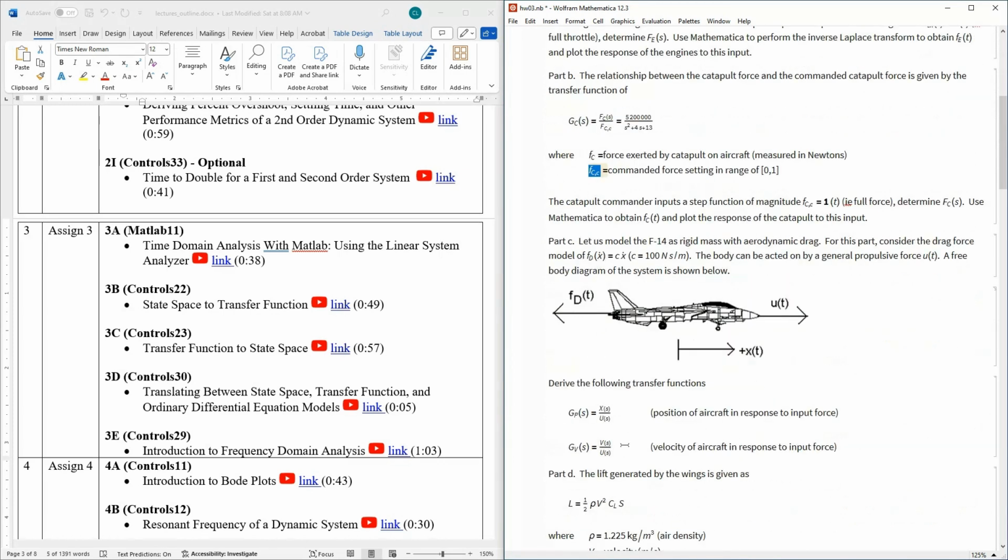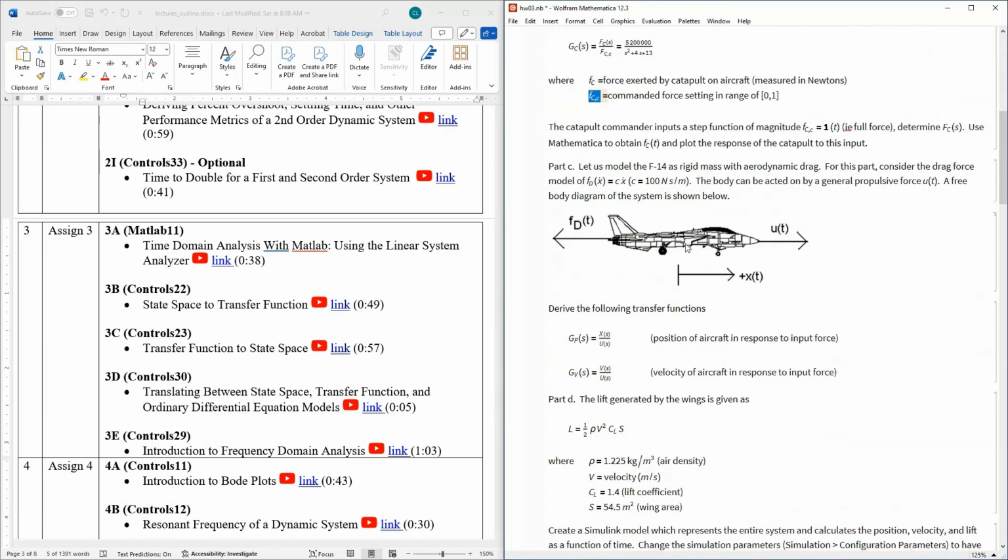And then for part C, let's go ahead and make about the simplest free body diagram you can of an F-14. Let's take this F-14 and just assume it's a brick, a rigid mass, but there's some aerodynamic drag on it, meaning the faster this thing goes, there is a larger and larger aerodynamic drag force that slows it down. Let's just use a really simple drag model. This is just simple linear viscous drag right here, and just do that.